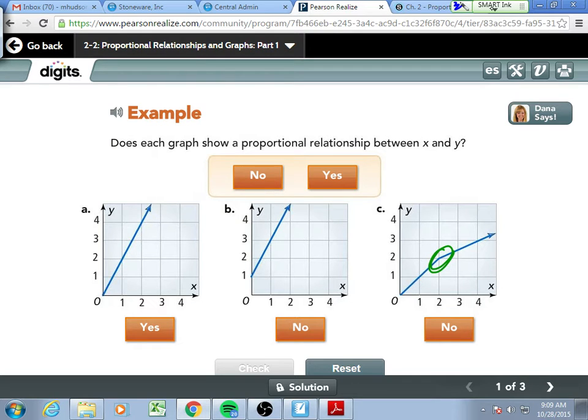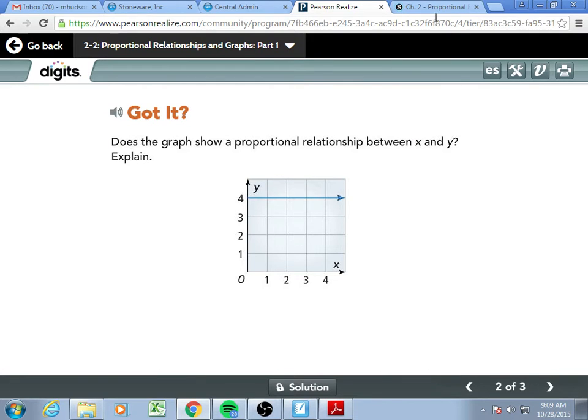All right, I think we're having a morning for smart. So go ahead and try the Got It. Look at that and determine, is it a proportional relationship? It's not bad. Do you have it? You might not have it.